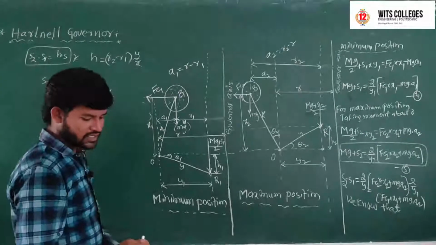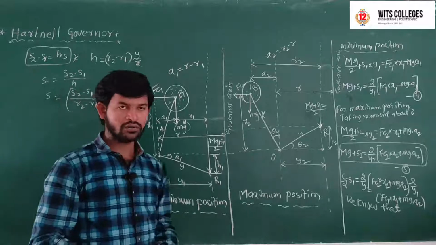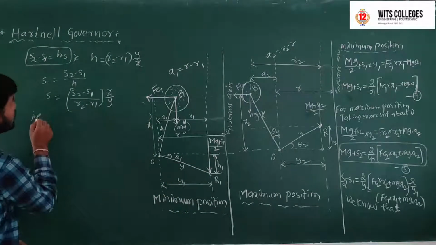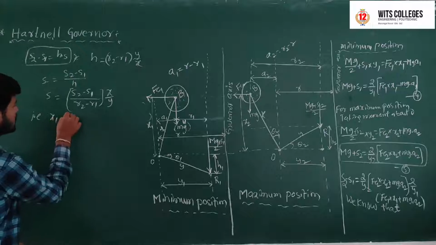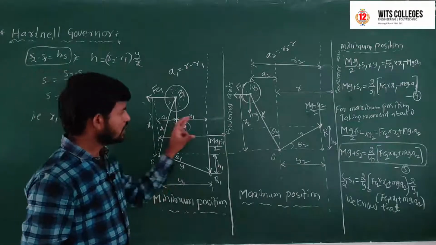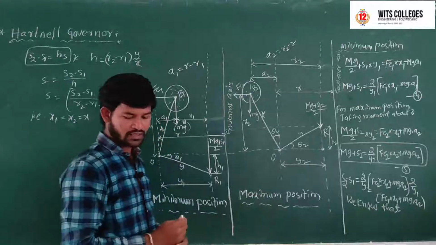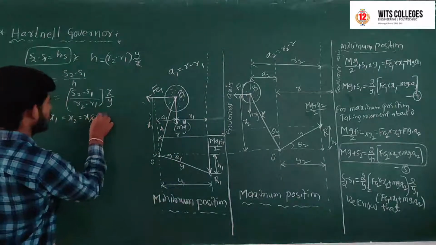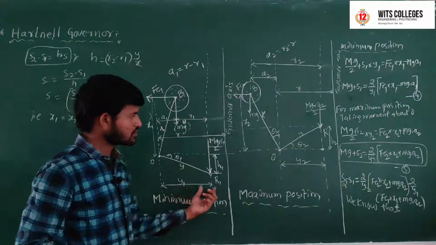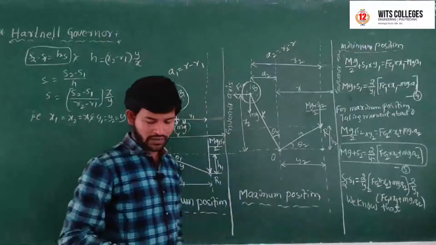Okay, and then next, neglecting the effect of arms, we get x1 equals x2 equals x, and y1 equals y2 equals y.